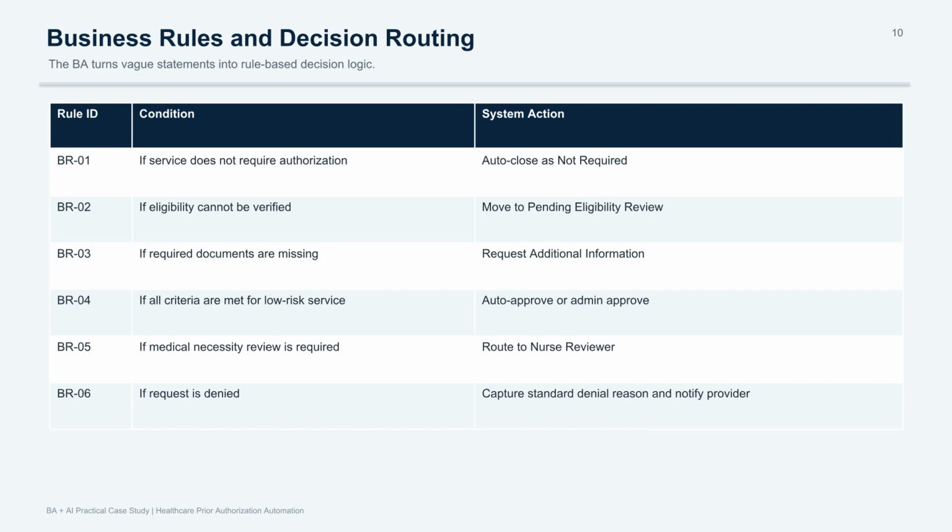Next, the BA defines business rules. For example, if eligibility is inactive, the case should go to an exception queue. If documents are missing, the provider should be notified. If the case meets auto-approval criteria, the system should approve it. If the request is complex, it should go to a nurse reviewer. These rules turn vague business language into clear system behavior.